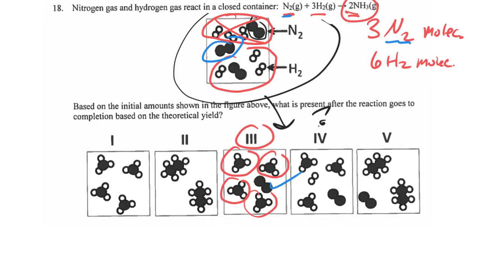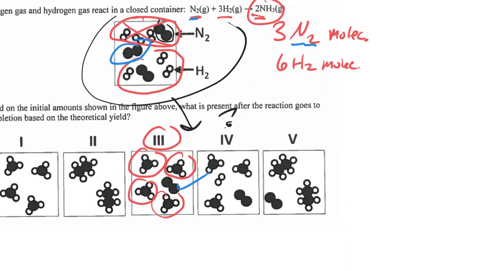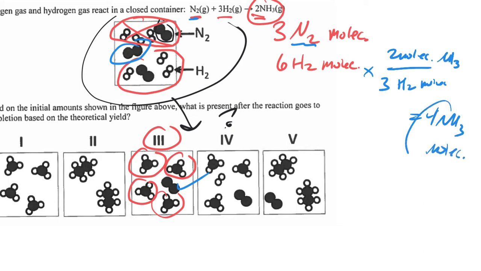And then if I just think of 6 H2s, the limiting reactant, for every 3, I get 2 ammonias. So that would be 4. If I think of taking the 6 H2s here, for every 3 H2 molecules, we get 2 molecules of NH3, and that, of course, would be 4 NH3 molecules.